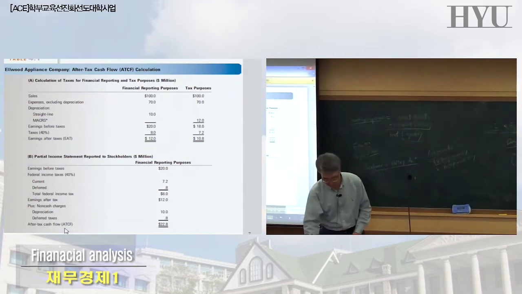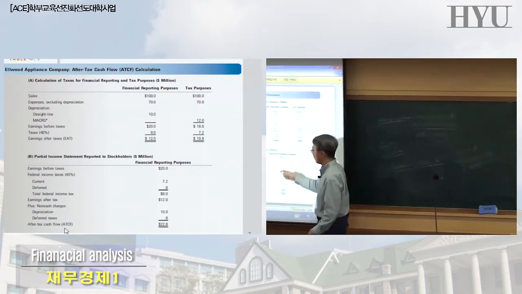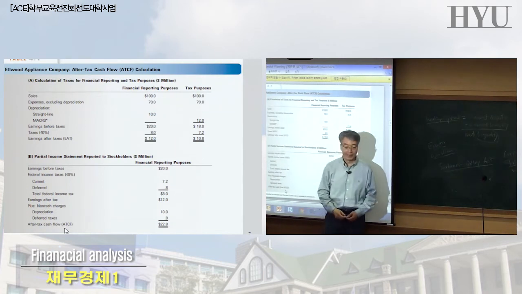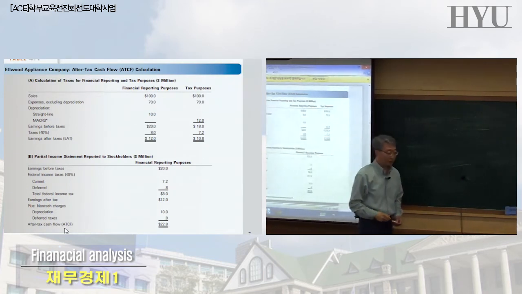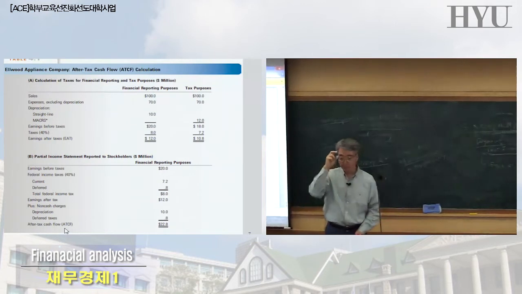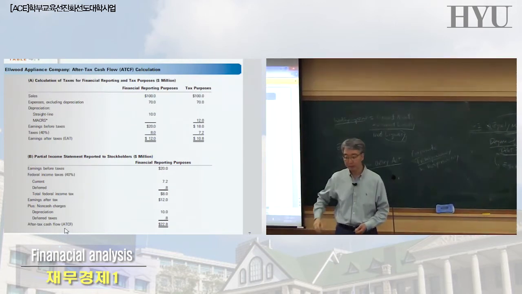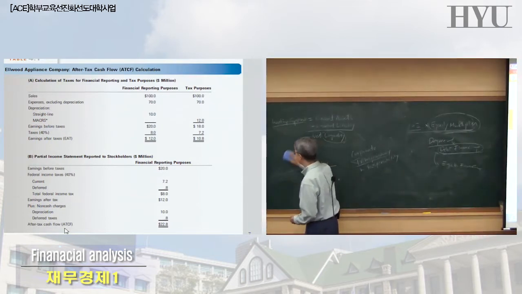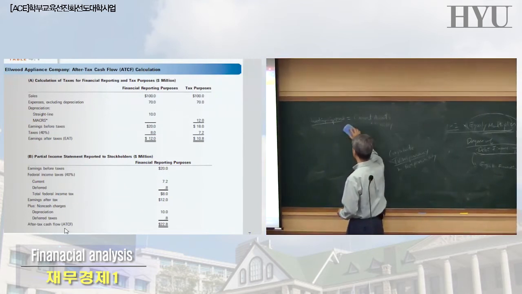depreciation. It says straight line here, and MACRS. These are two primary depreciation methods in accounting. Straight line means just a linear depreciation. So if you have 5-year equipment, let's say.